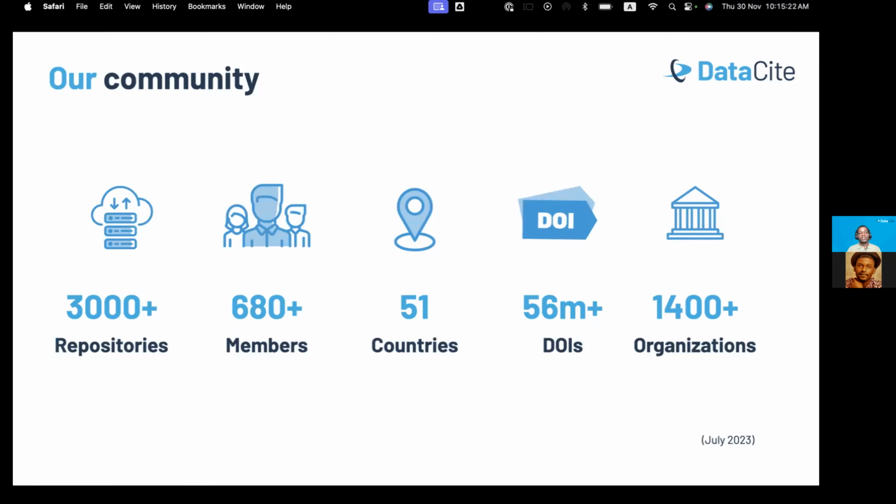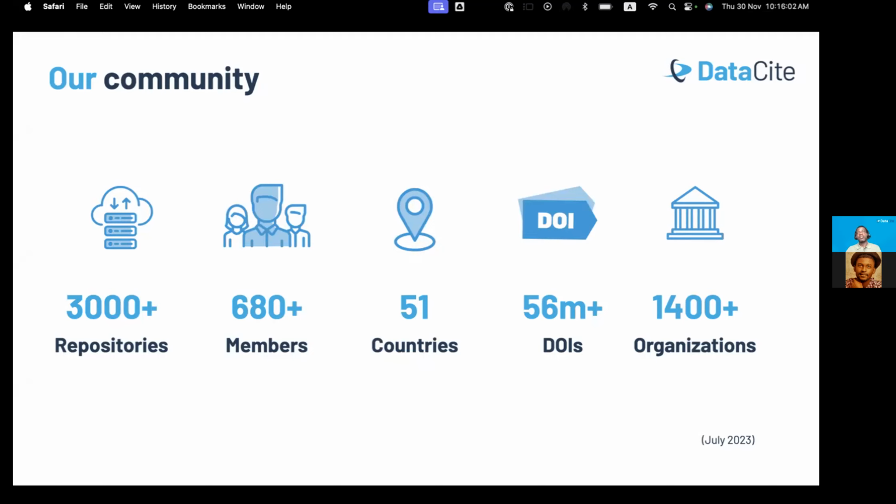Currently, our community has more than 3,000 repositories with more than 680 members in 51 countries. We have over 56 million resolvable DOIs. All this might sound like jargon. And about 14,000 plus organizations are our members. So in simple terms, when we talk about repositories, we are talking about that location, or you may call it a server or a system, where you drop your research outputs.